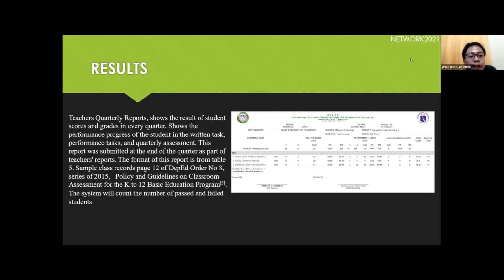Here's the example of the quarterly report submitted by the teachers to the principal. The format of this report is based on the reports submitted by the teachers, and on DepEd Order number 8 series of 2015, which is the template of the report of the senior high school. It also has the feature of counting the number of students with remarks of pass and counting the number of failed students.